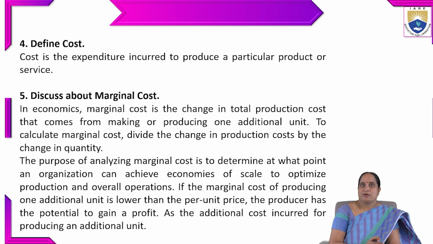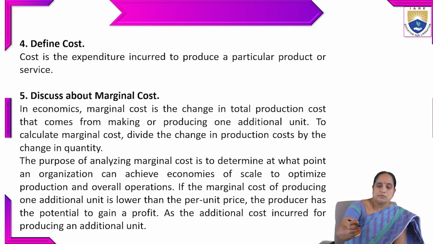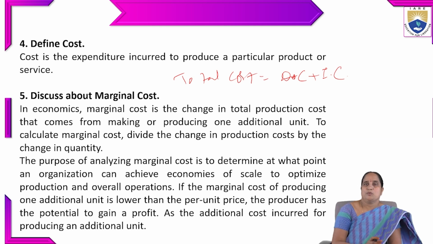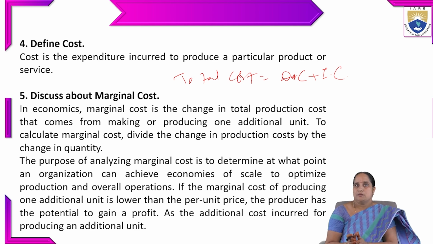Then what is cost? Cost is the expenditure incurred to produce a particular product or service. So here cost means we consider total cost. So total cost includes both direct plus indirect cost. What do you mean by direct cost? Direct cost is nothing but the cost or the expenditure involved in the production process. Whereas indirect cost means apart from the production cost, whatever expenditure is incurred in a particular production process, that is known as indirect cost. So total together is known as cost.